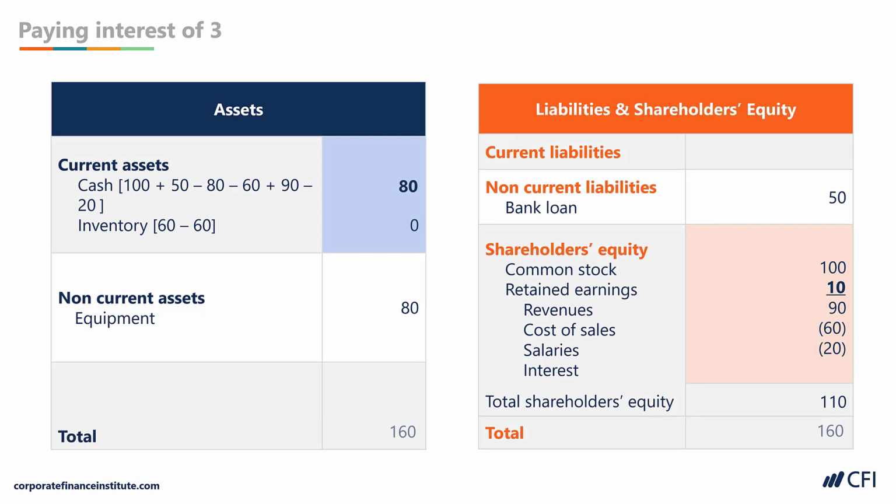Finally, let's see what happens to the company's balance sheet when it pays interest of 3. The first thing is the cash balance will reduce by 3 since interest is an expense and cash is going out. Then, on the income statement, interest will be recorded as an expense of 3, which reduces earnings by 3. The reduction of earnings lowers retained earnings by 3, which then in turn lowers the total liabilities and equity by 3 down to 157, which matches and balances with the total assets of 157.